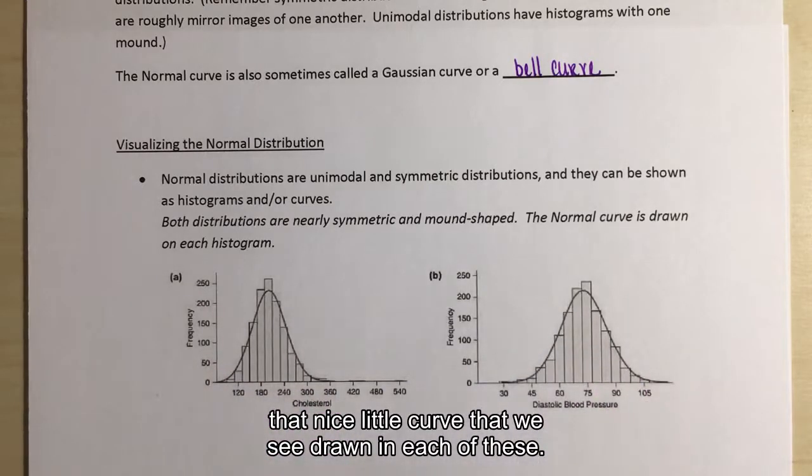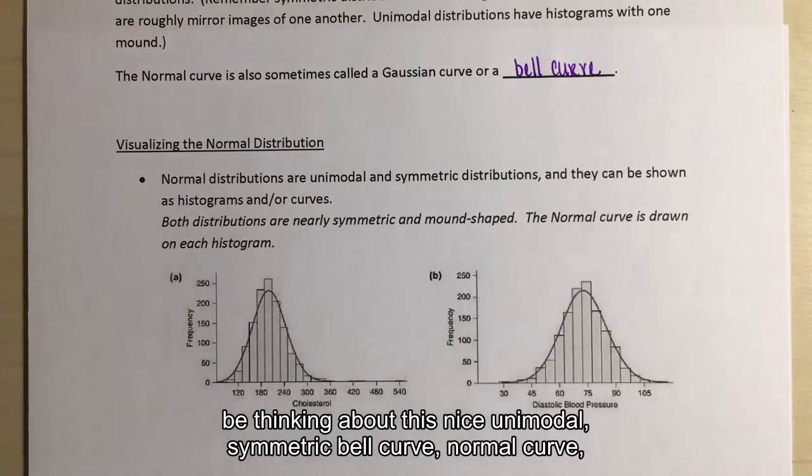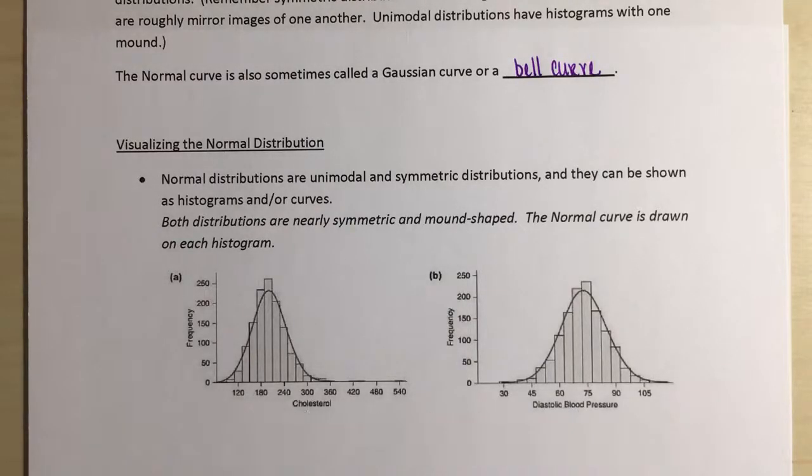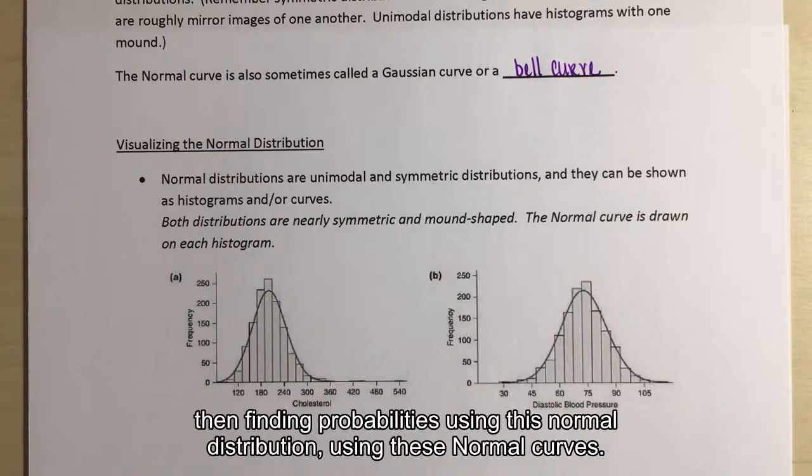So for all of the problems that we're going to be doing in section 6.2, we're going to be thinking about this nice unimodal symmetric bell curve, the normal curve, and then we're going to be finding probabilities using this normal distribution, using these normal curves.